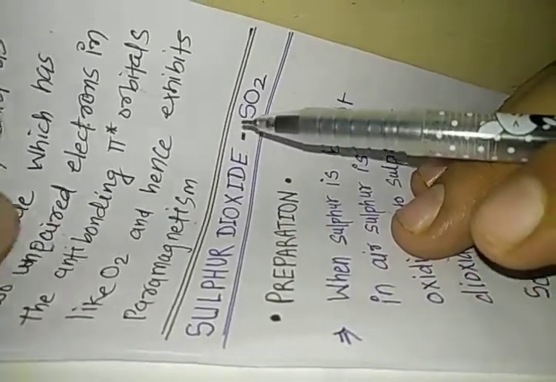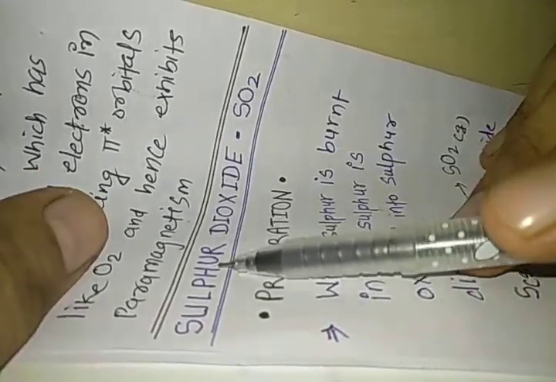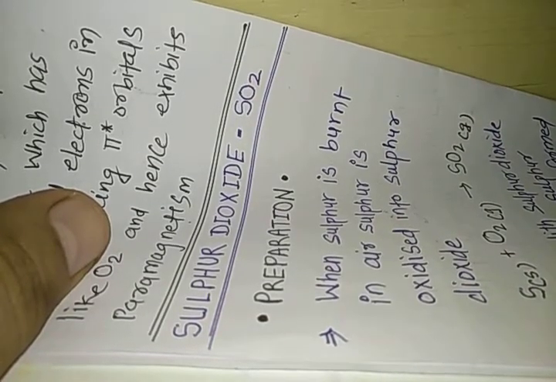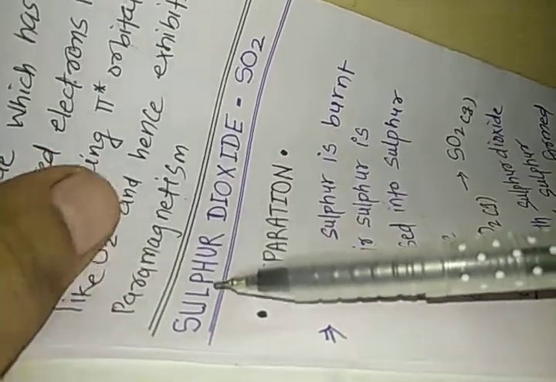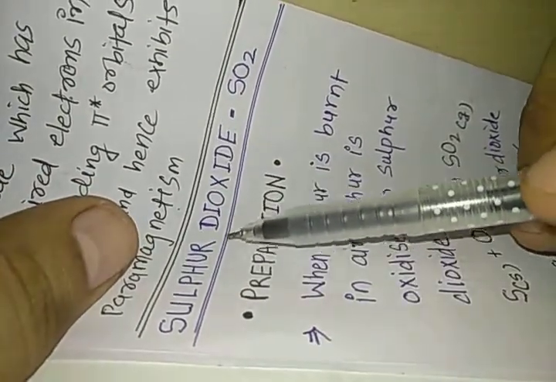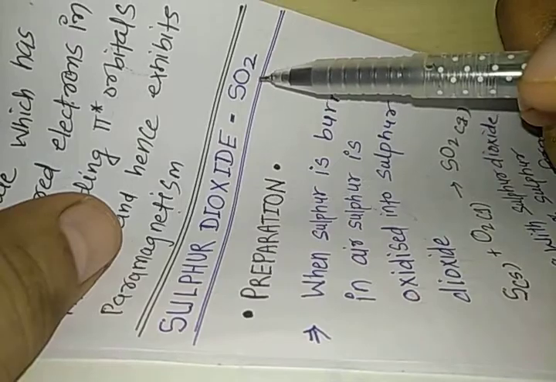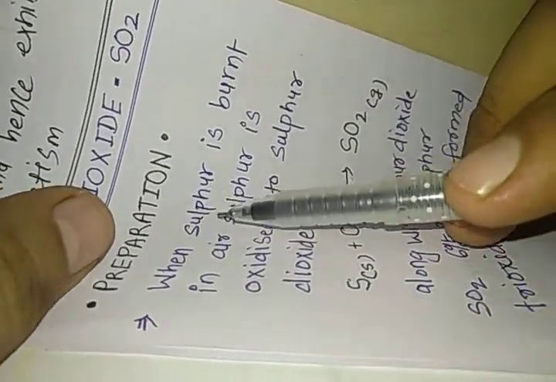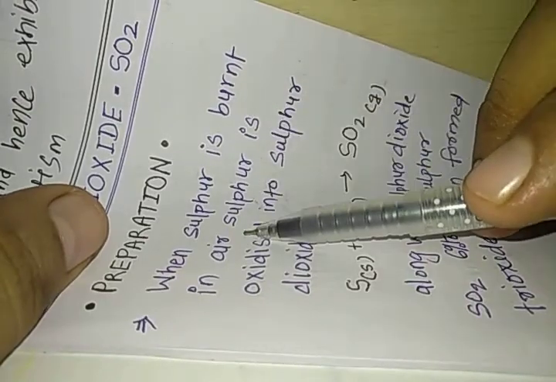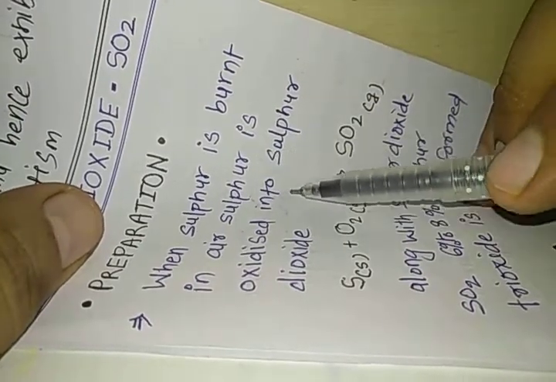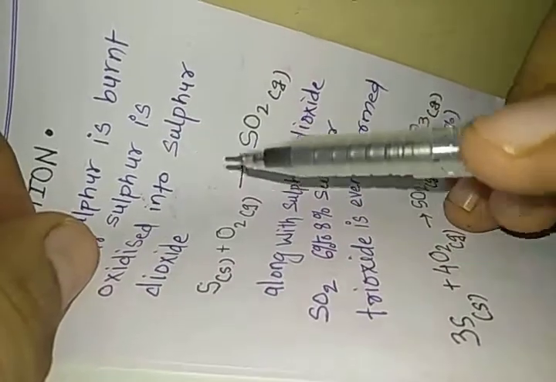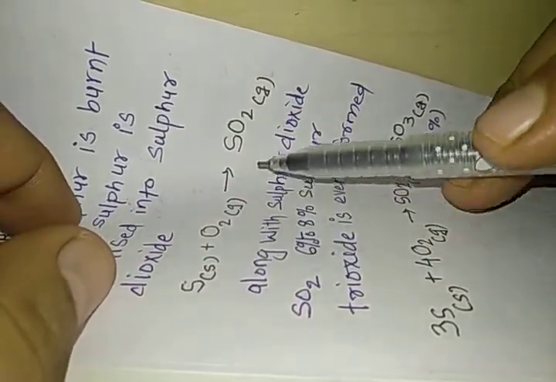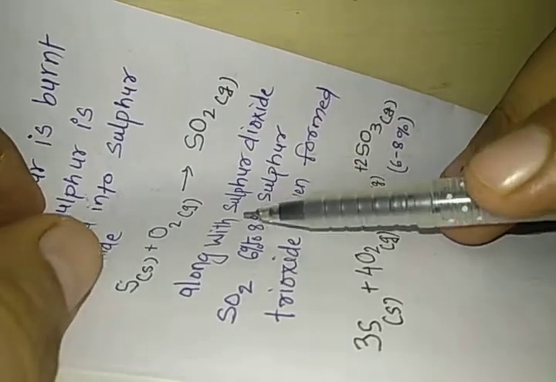Now we are going to study the next part, the compounds of these elements, and the next point that we need to study is sulfur dioxide. Let us study the preparation of sulfur dioxide. When sulfur is burned in air, it is oxidized into sulfur dioxide. You can see here, solid sulfur reacts with oxygen gas to produce sulfur dioxide gas.